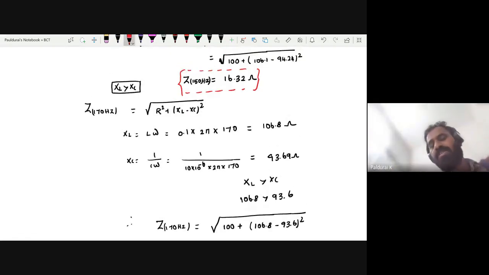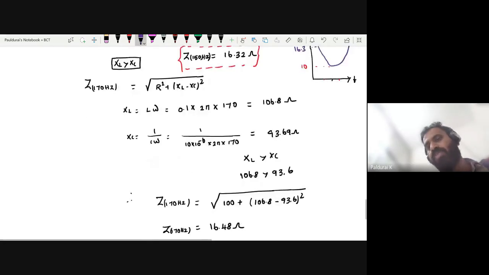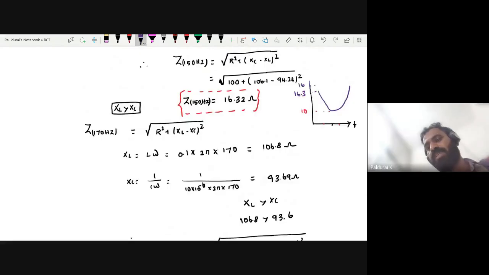Can you draw this? You will get the same curve. This is my impedance at resonance, which is 10, the minimum. When frequency is 10 hertz below or 10 hertz above resonant frequency, it is roughly 16.3 below and again roughly 16.4 above. So you will get a curve like this.